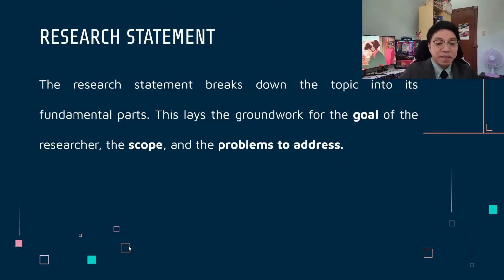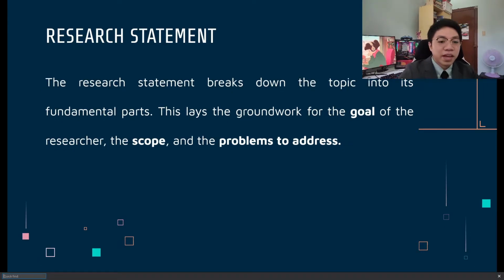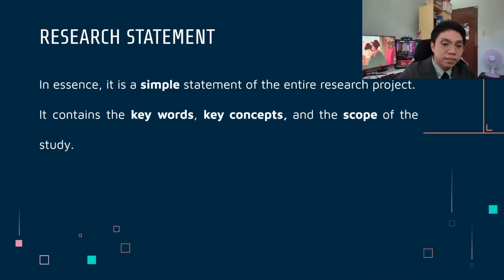So the research statement. So the research statement breaks down the topic into its fundamental parts. This lays the groundwork of the goal of the researcher, the scope, and some of the problems to address. In essence, the research statement is a simple statement of the entire research project. It contains the keywords, the key concepts, and the scope of the study, as well as its limitations.